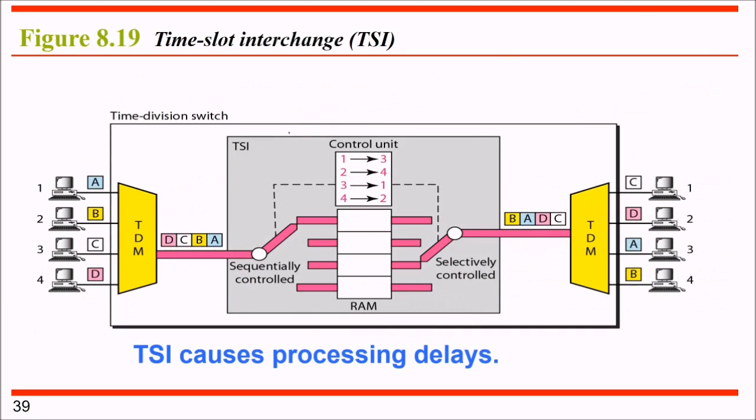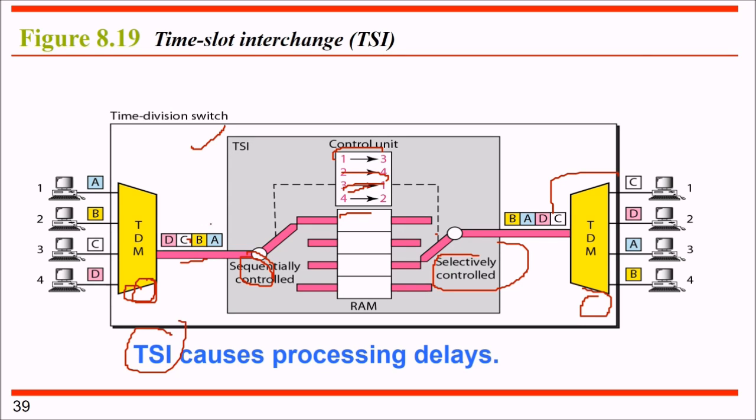15,200. Now, this is the time slot interchange. What it means is, this is a time division switch. This is using time division multiplexing. So when A, B, C, D is sent, this is sequentially controlled, and then with the control unit, say 1 to 3, 2 to 4, 3 to 1, or 4 to 2, this is selectively controlled here. And then this DCBA may reach as BADC, but it will reach the destination where it is intended.